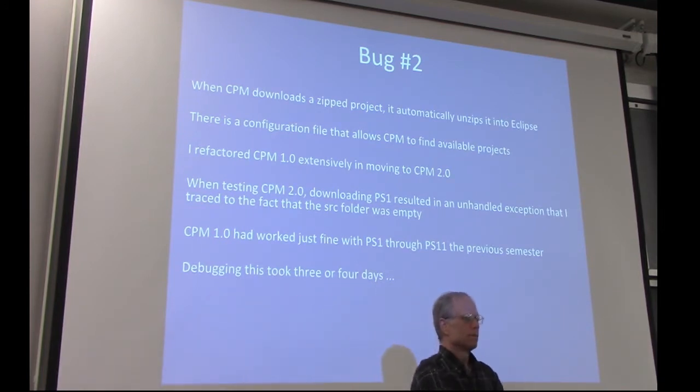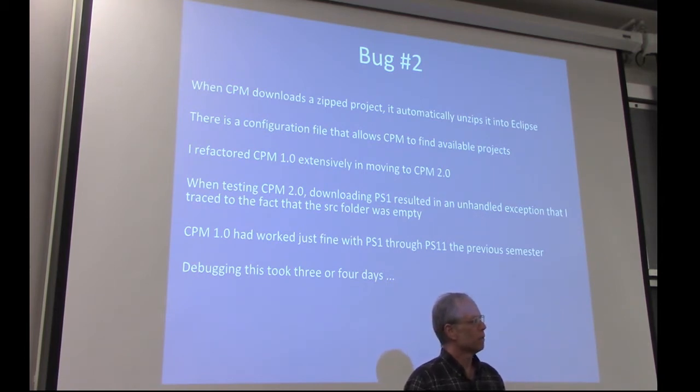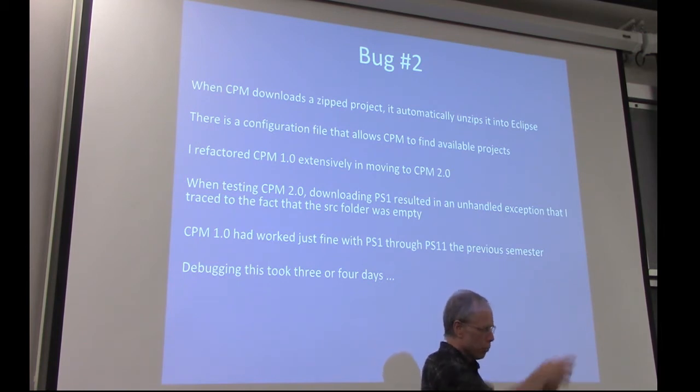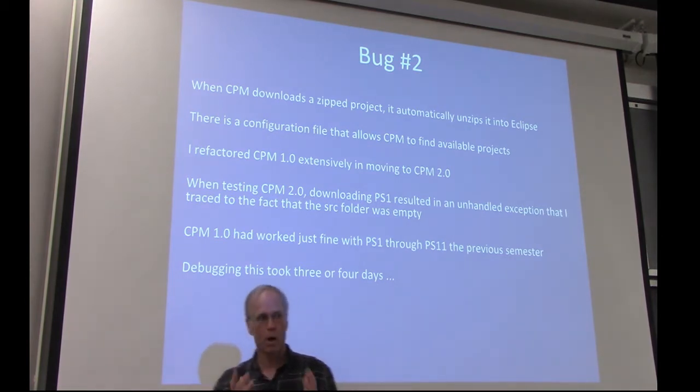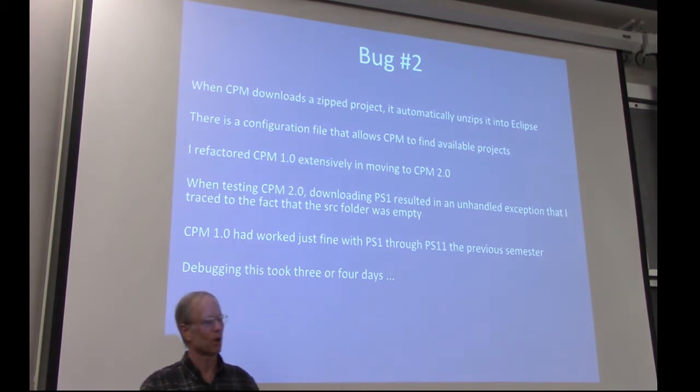Well, here's the problem. In CPM1, what I had forgotten was that I had changed the way configuration files worked. There's a configuration file in Canvas that makes this work. And for PS1 in the original CPM, there was no project to download. The way CPM1 worked was, if there's no project to download, it created an empty project directly. It didn't download it and import it. So the bug was there all along in CPM1. It just was never exercised by PS1 because it was worked around differently. But again, I didn't get this until I backed up and started thinking logically about what was going on.